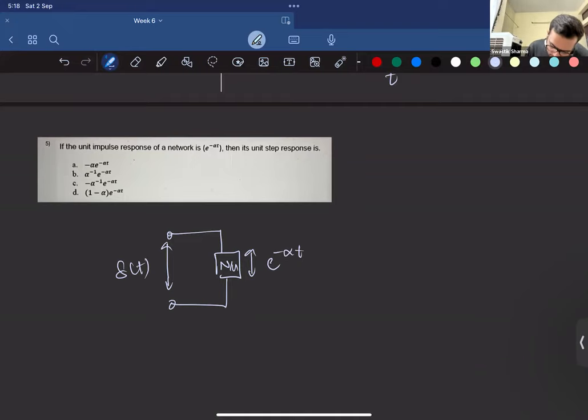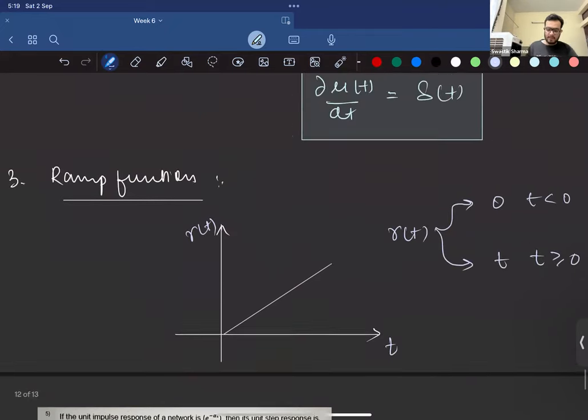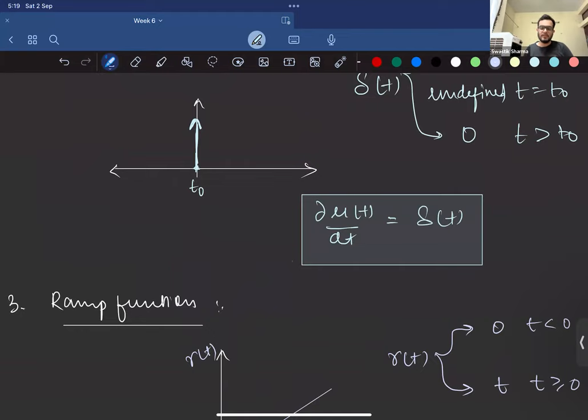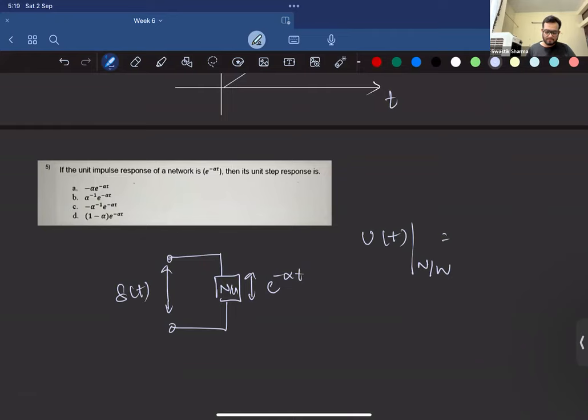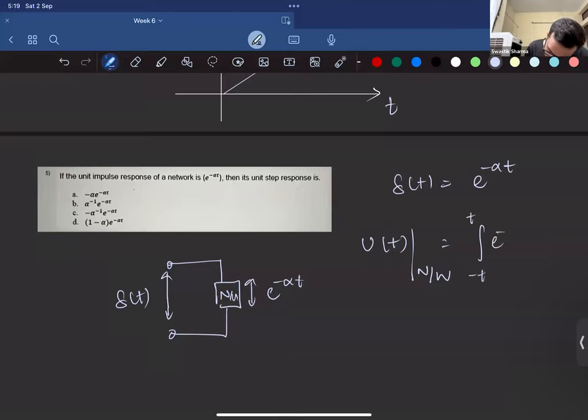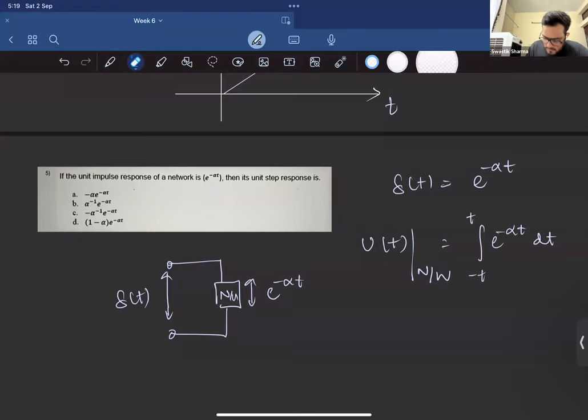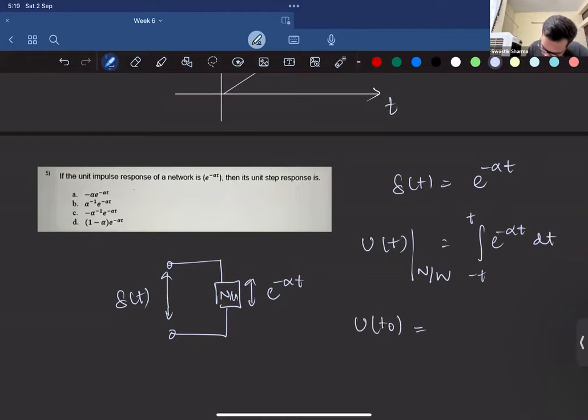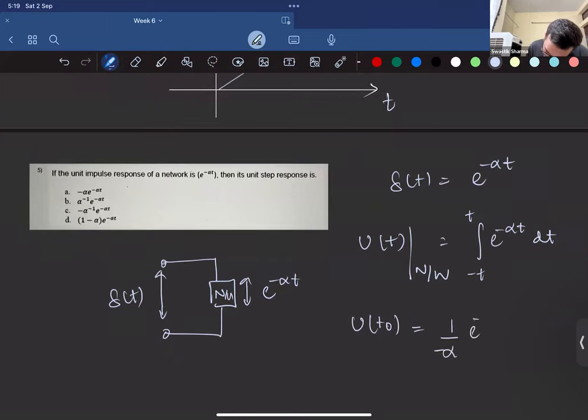So Renessa, how can we find the unit step response? As I told you earlier, the delta function or impulse function is nothing but the differentiation of the unit step function, right? So for the impulse function, the unit step function would be the integration of it, right? So for delta t, the response is given by e minus alpha t, let's say from minus t to t. At only one point, t naught, there will be an impulse, right? So u of t naught, from minus t to t naught, would be 0. And from 0 to t naught, it would be 0. At only t naught, it would be 1 upon minus alpha e raised to the power minus alpha t naught, right?